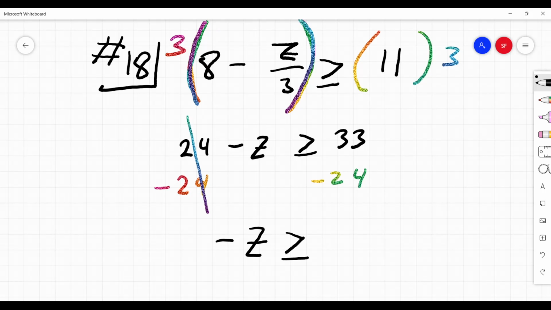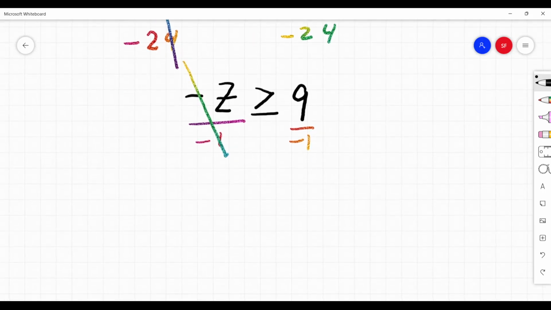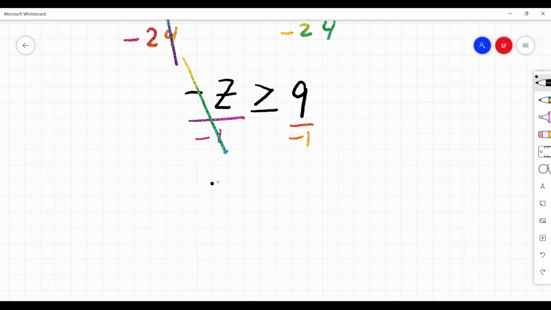And then I have negative z is greater than or equal to... Now what? Negative z equals 9. But then we have greater than or equal to, but yes, now what? Divide by -1. So what's my answer? Put your calculator away. You don't need it for that. What's 9 divided by -1? -9. So what's my answer? Z is -9. Not Z is not -9.